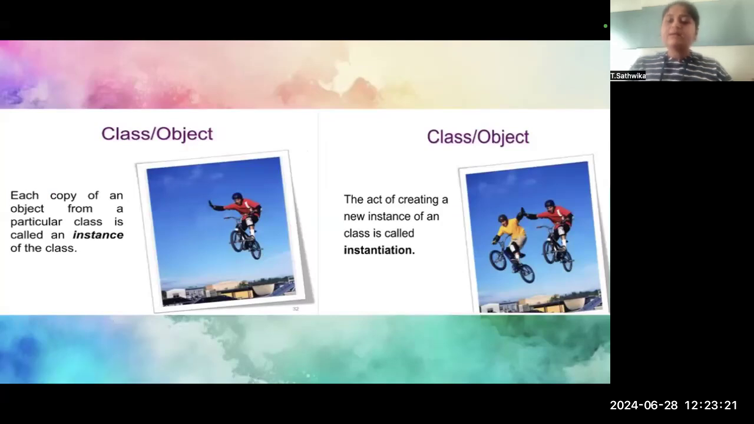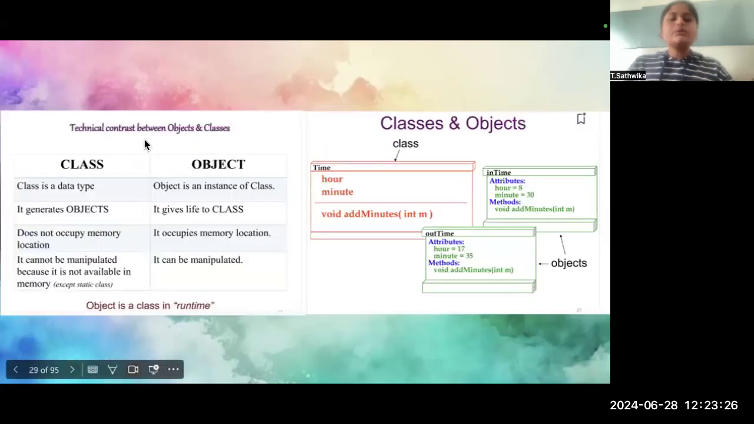Each copy of an object from a particular class is called an instance of the class, and the act of creating a new instance of a class is called instantiation. Now the technical contrast between object and class: a class is a data type and an object is an instance of a class. A class generates objects, whereas an object gives life to a class. A class doesn't occupy any memory location, but an object occupies memory location. A class cannot be manipulated because it is not available in memory, except a static class. An object can be manipulated, and an object behaves as a class at runtime.